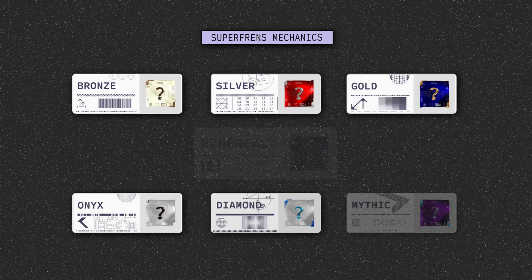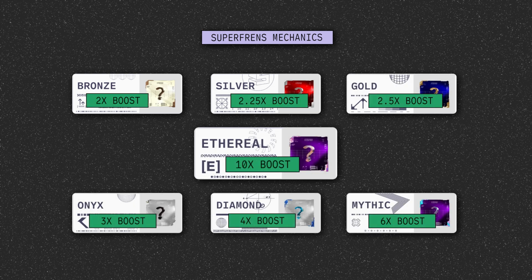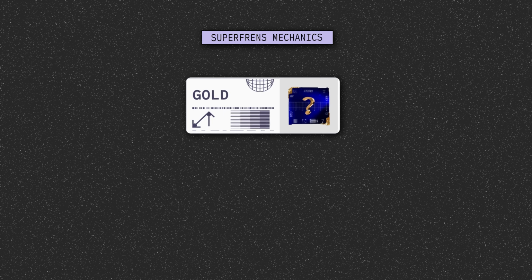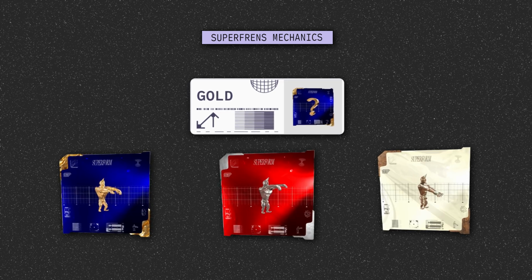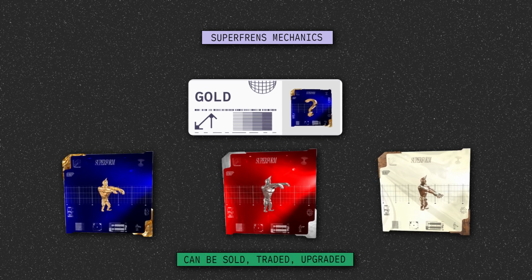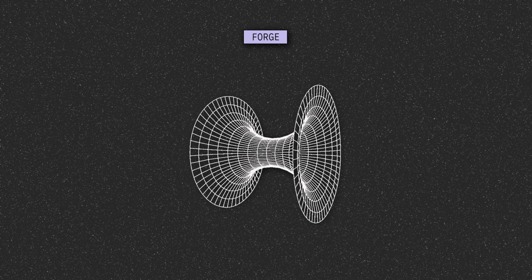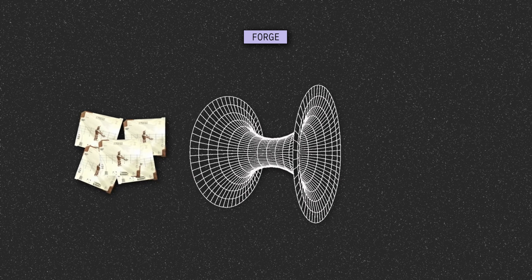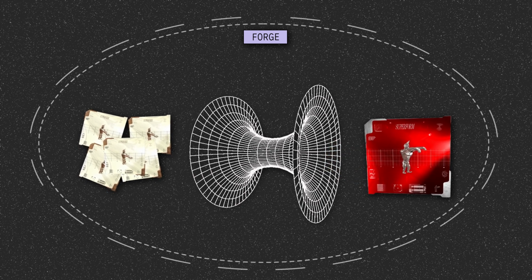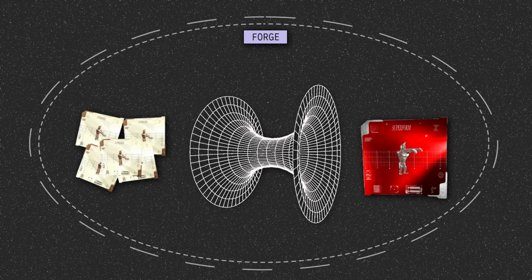Super Friends mechanics. By holding Super Friends, users increase their XP with multipliers. The multipliers depend on the level of Super Friend that can be achieved after tournaments. For example, if a user earns a Gold level Super Friend, they are eligible to mint Gold, Silver, and Bronze Super Friends. Super Friends can be sold, traded, or upgraded through Forge. Users can level up their Super Friends if they have 5 identical Super Friends of the same type and level. 5 Super Friends are burned to create one of a higher level.